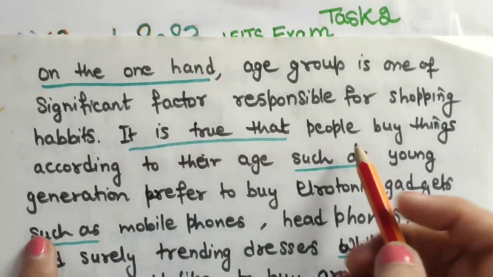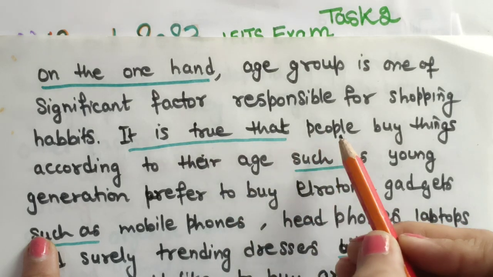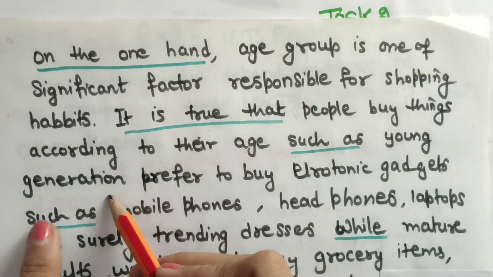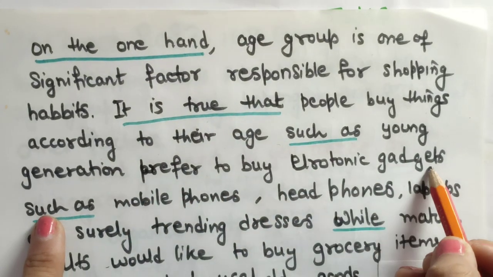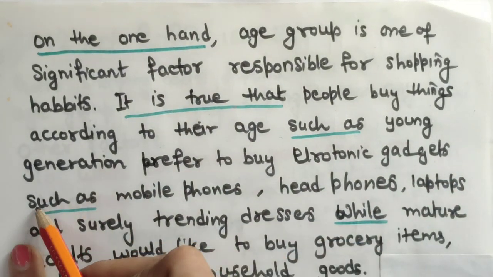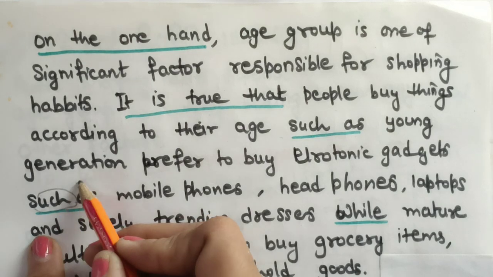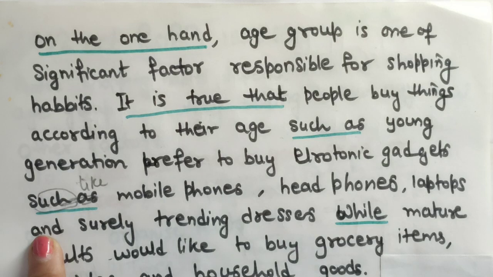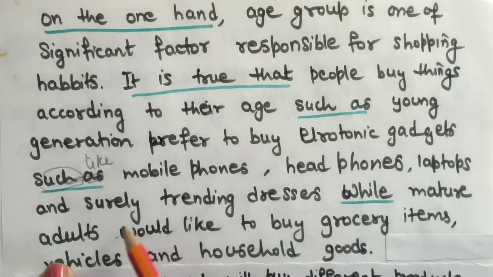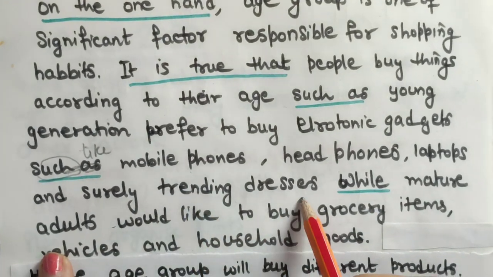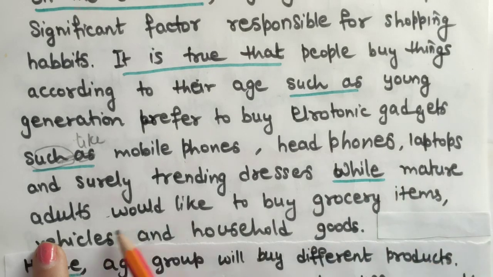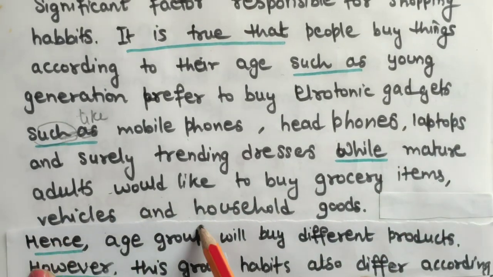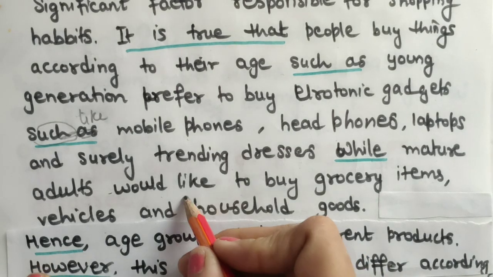It is true that people buy things according to their age, such as the young generation prefer to buy electronic gadgets, or in brackets you can write mobile phones, headphones, laptops, and surely trending dresses. While mature adults would like to buy grocery items, vehicles, and other household goods.